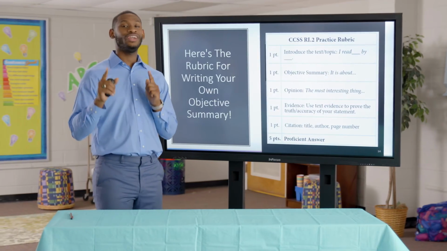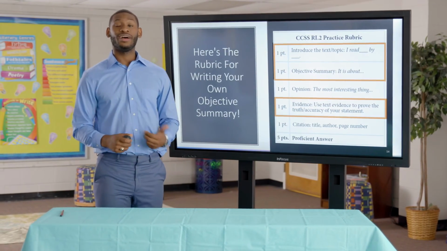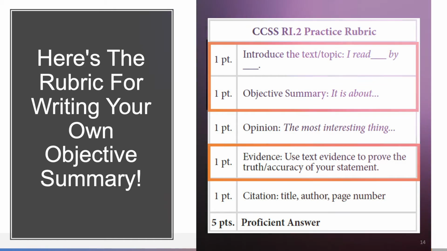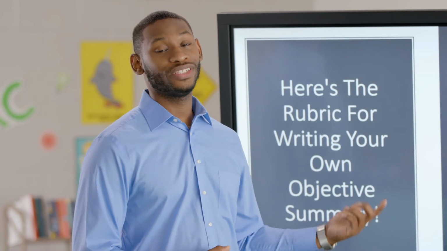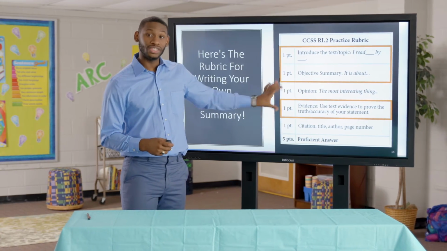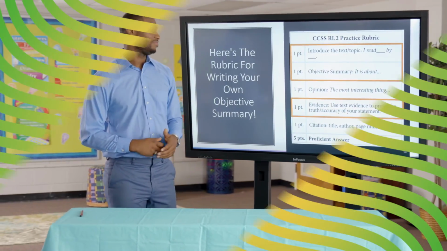So guys, here is a rubric that I want you to use when you're creating your own objective summary. So let's take a look at these three things that we really talked about today. We introduced the text. We have sentence stems that start our objective summary, like it's about blank, okay? We then talked about evidence. We use text evidence to prove the truth or accuracy of the statement. So your teacher may provide you with this rubric, but let's make sure we're focused on these three things for this assignment, because the next two things we're gonna focus on in the next video.